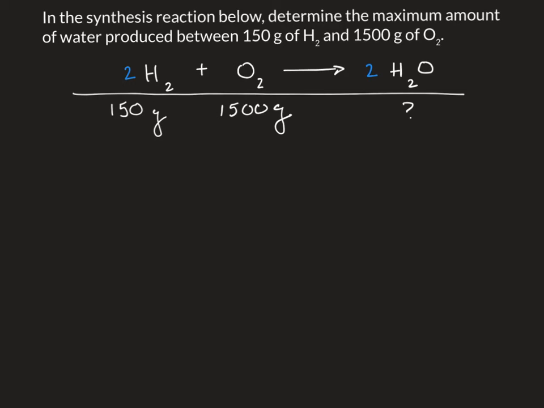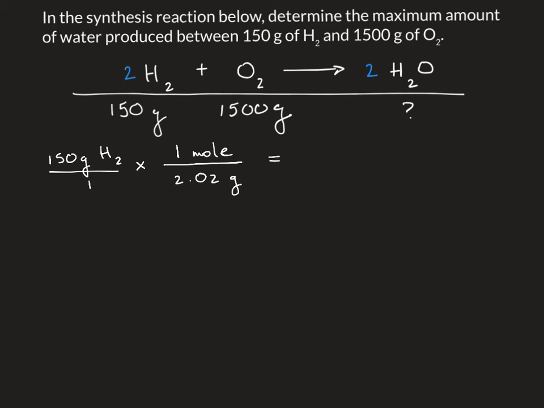So we have 150 grams of hydrogen. We're going to pop this guy over 1. Okay, and for the molar mass of hydrogen, I'm going to go ahead and put 2.02 grams, okay, 2 grams per mole. Okay, and remember, we multiply across and then we divide.